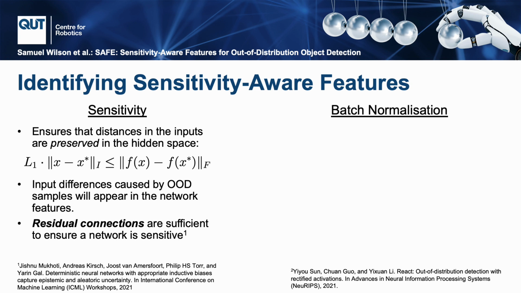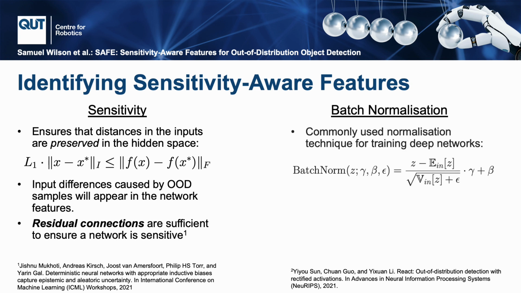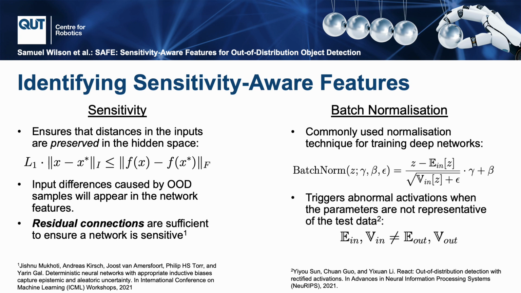Secondly, batch normalization layers, a common normalization technique used in deep networks, have recently been shown empirically to trigger abnormal activations when the parameters of the batch normalization do not match the test data, as is the case in out-of-distribution data.